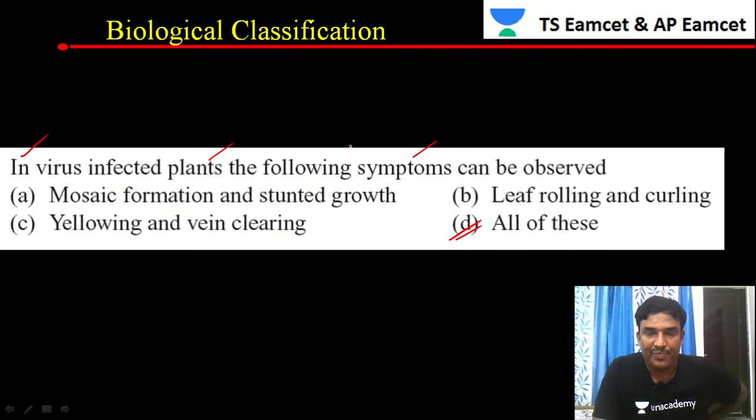Anyhow, students, in virus infected plants, the following symptoms can be observed. We can find all the symptoms like mosaic formation, stunted growth, leaf rolling and curling, yellowing and graying. All these can be observed.